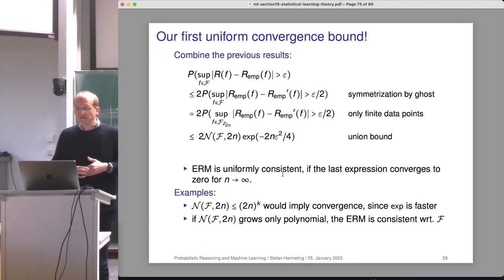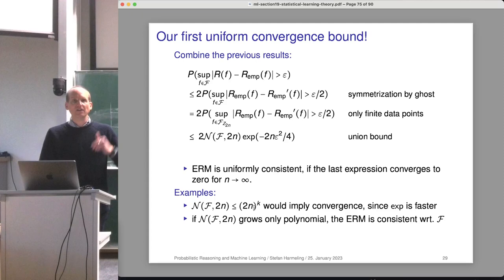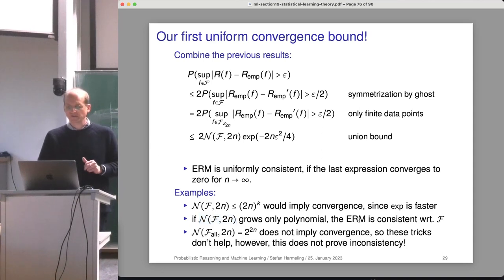So here are examples. If this shattering coefficient is less than (2n)^k, for example, if we can show that one, that would imply convergence since the e^(-n) is going down faster than (2n)^k is growing. So in general, if it only grows polynomially, then the ERM principle is consistent with respect to that class of functions. However, if I'm taking all functions, then I have 2^(2n) possibilities. And in that case, we cannot get convergence and it doesn't work.